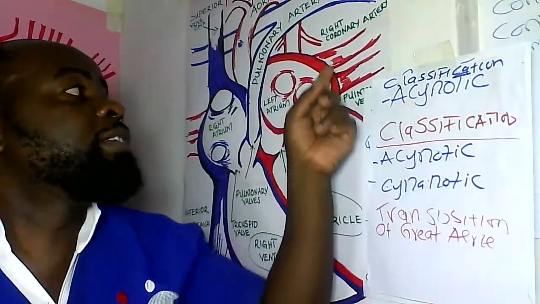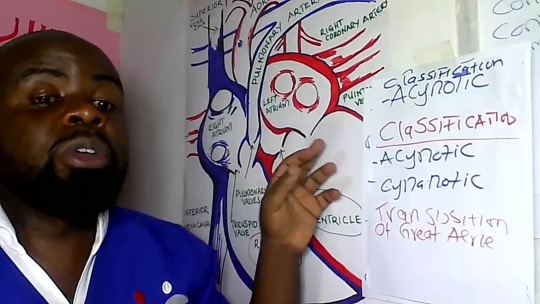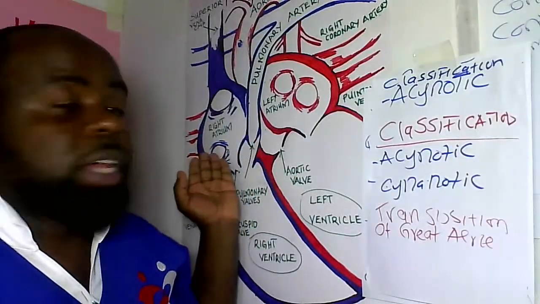Because pulmonary veins bring oxygenated blood to the left atrium. And you see, it may not be connected there. It can be connected to the right atrium.